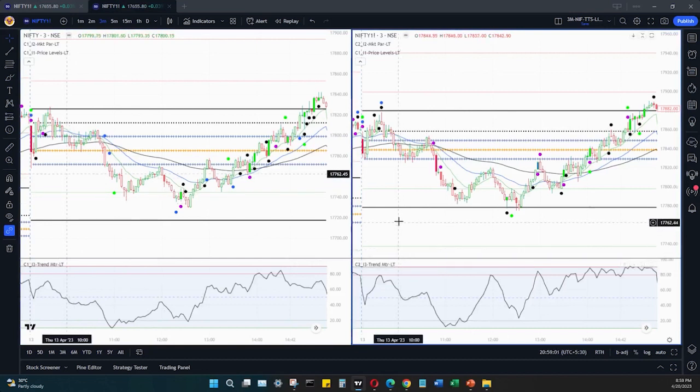And the third indicator is the trend meter. The trend meter indicates whether the trend is weak, the trend is strong, the trend has bottomed out and is going to reverse, or the trend has peaked out and is going to reverse from the top, or whether the trend is going to continue. So what kind of trend is the market currently making?